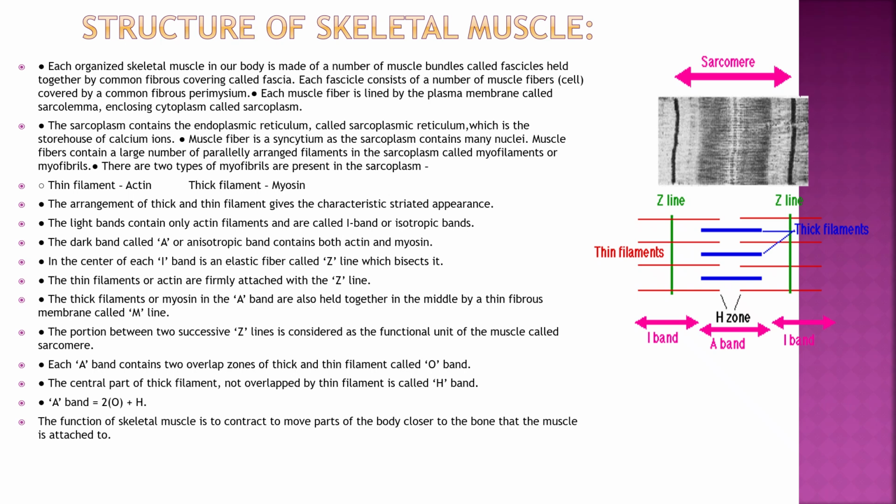Each A band contains two overlap zones of thick and thin filament called O band. The central part of thick filament not overlapped by thin filament is called H band. A band is equal to 2O plus H. The function of skeletal muscle is to contract to move parts of the body closer to the bone that the muscle is attached to.